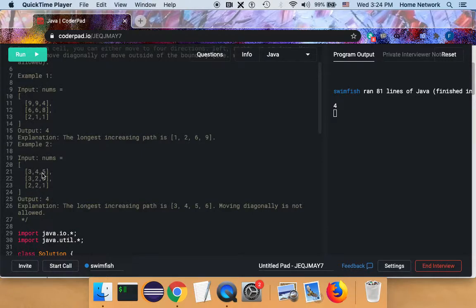It's not 2, 3, 4, 5. We are not allowed to go this direction, and we are not allowed to go out of the boundary.